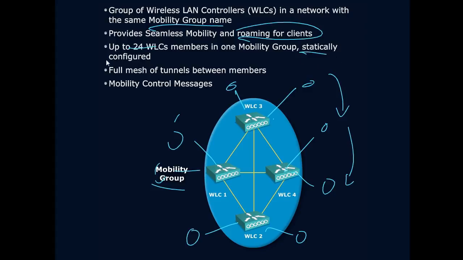So we can have up to 24 wireless LAN controllers in this mobility group. They are statically configured to that one mobility group, can't be a part of more than one. There's no Venn diagram, so to speak, of multiple mobility groups overlapping each other, all right? You can only belong to one.